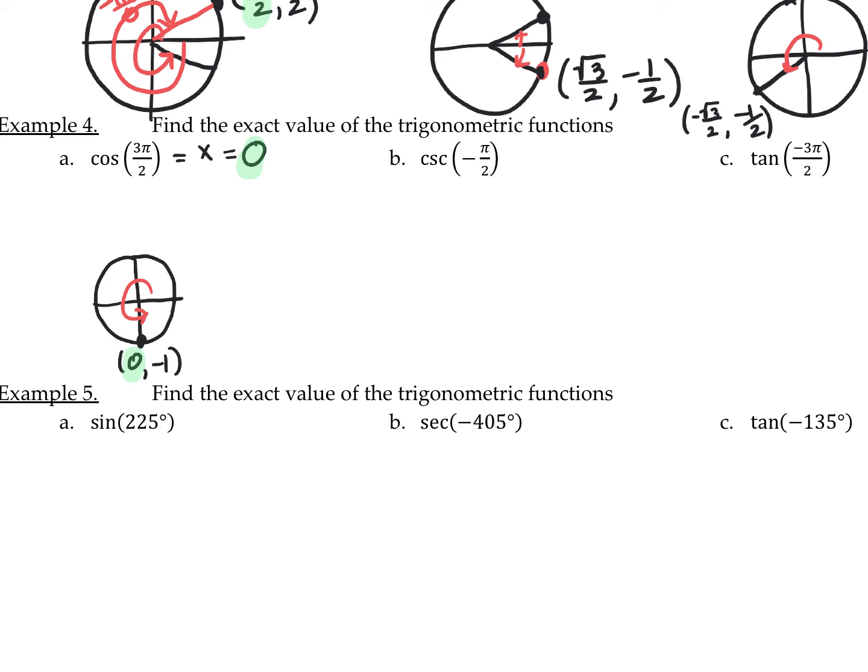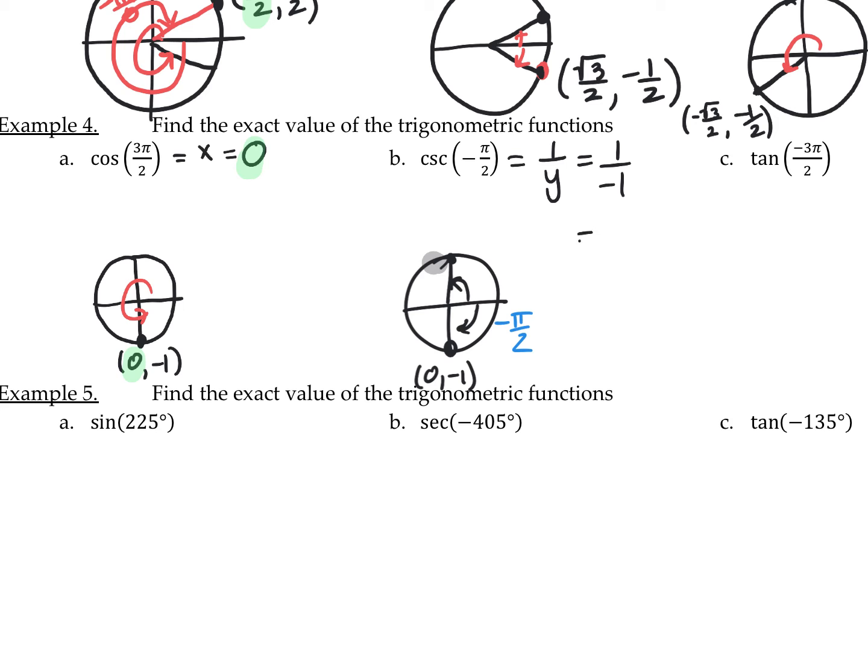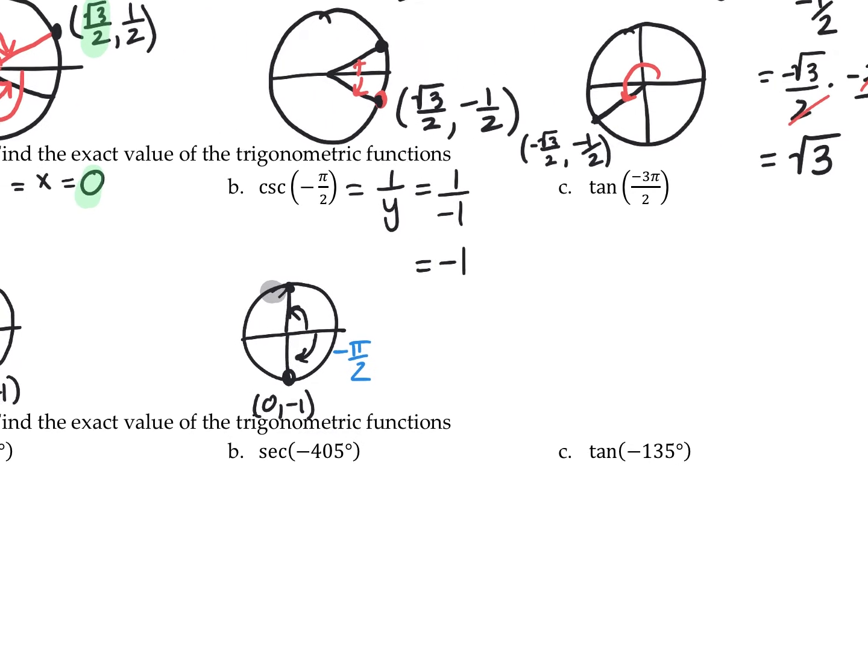Okay, negative pi over 2 is our next one. So we find pi over 2 first. Pi over 2 is right here. That would be the positive angle. The negative angle would just be straight down from that. So negative pi over 2, same place we were before, 0, negative 1. The cosecant is 1 over the y, so 1 over negative 1 is negative 1.